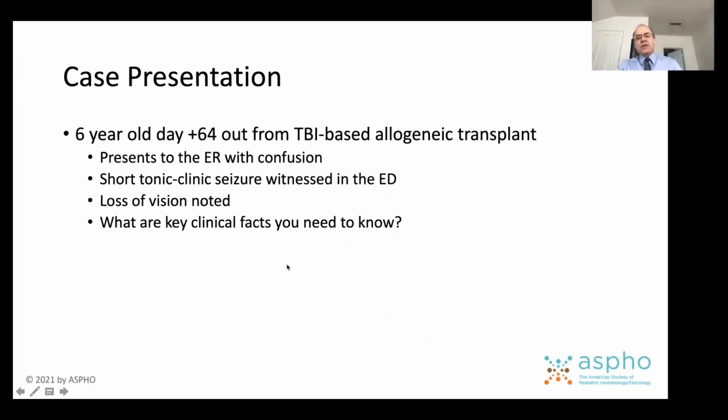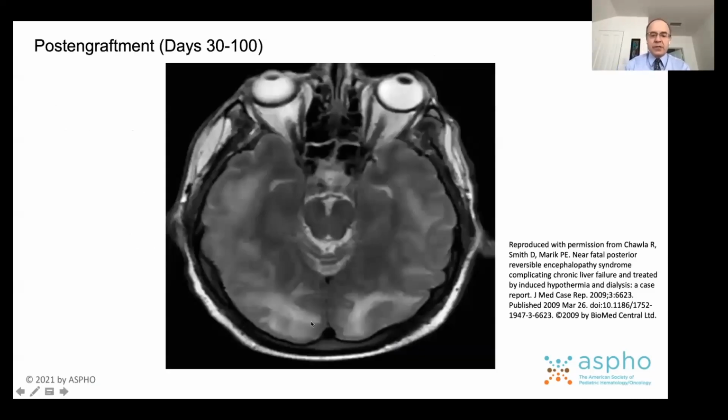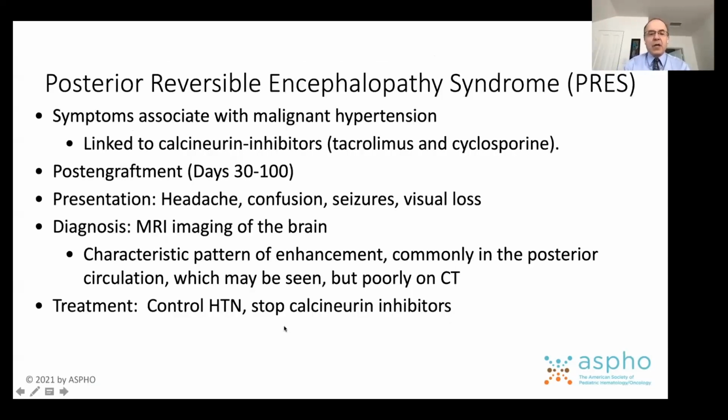Another case, you've got a 6-year-old who's out from a TBI-based regimen, comes to the ER with confusion. While in ER, he has a seizure and he can't see. So this is a very classic presentation. If you look at the CT scan showing cerebellar changes of PRES, or posterior reversible encephalopathy syndrome.